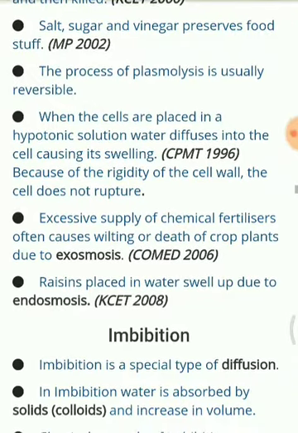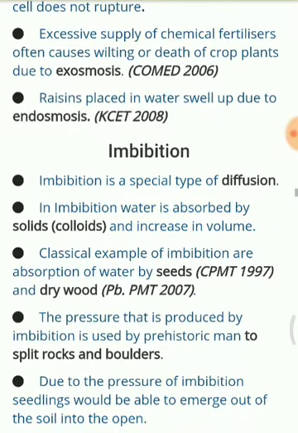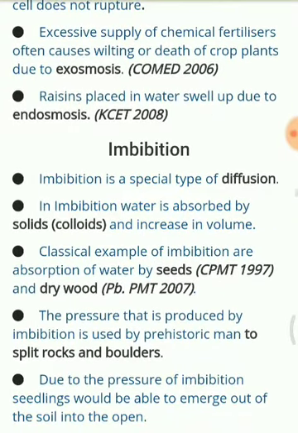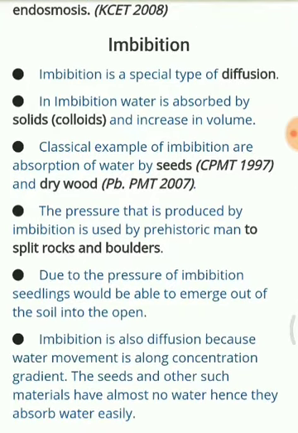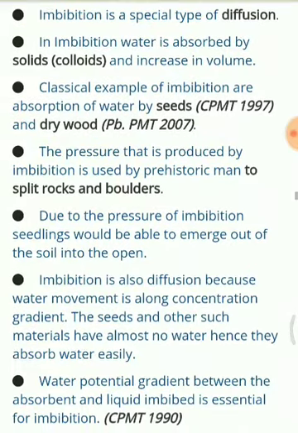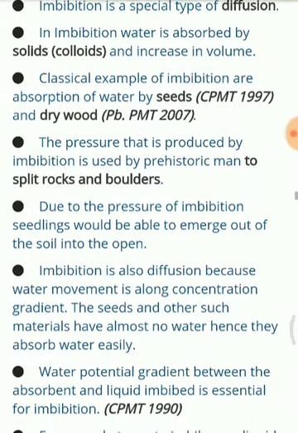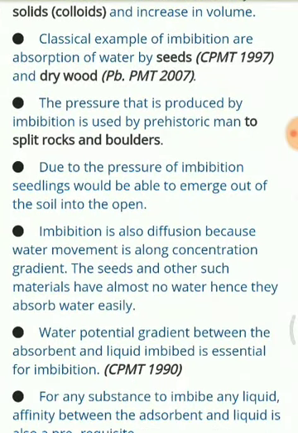Resins placed in water swell up due to endosmosis. Imbibition. Imbibition is a special type of diffusion. In imbibition, water is absorbed by solids and they increase in volume. A classical example of imbibition is absorption of water by seeds and dry wood. The pressure produced by imbibition was used by prehistoric men to split rocks and boulders. Due to the pressure of imbibition, seedlings are able to emerge out of the soil into the open.